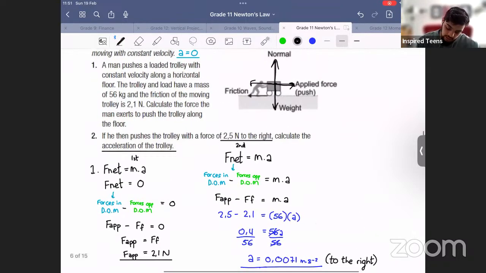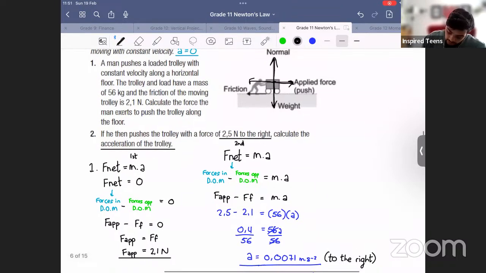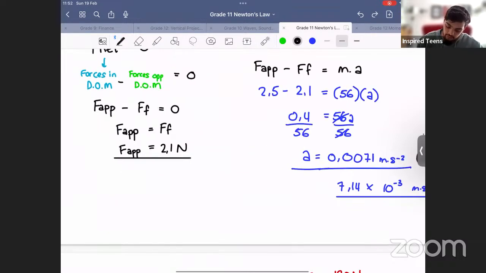A man pushes the trolley, calculate the force. You see, even this one, calculate the force the man exerts. A lot of the times in the exams, they say calculate the magnitude of the force. So then you don't have to put direction because they just say magnitude. But because force is a vector quantity, in this case, we will have to say to the right as well. Thank you so much for that.